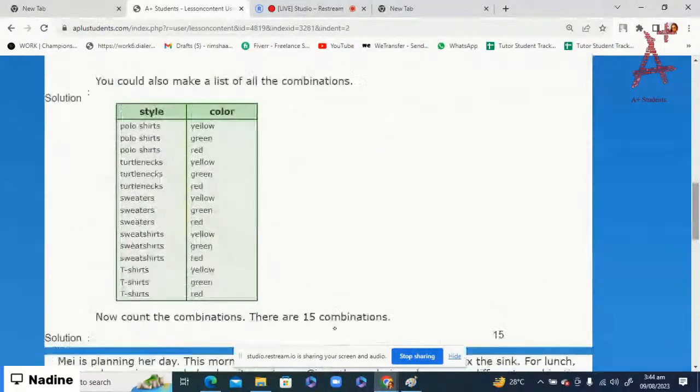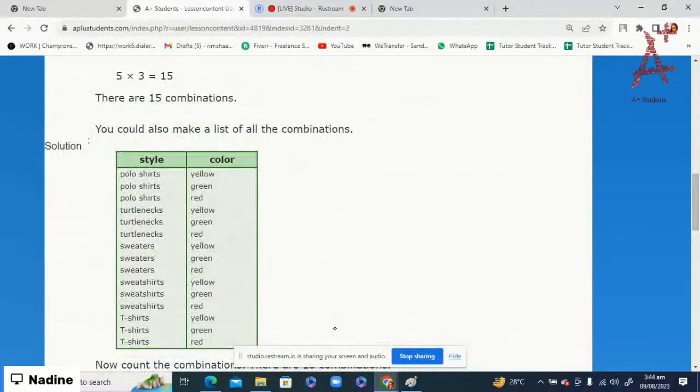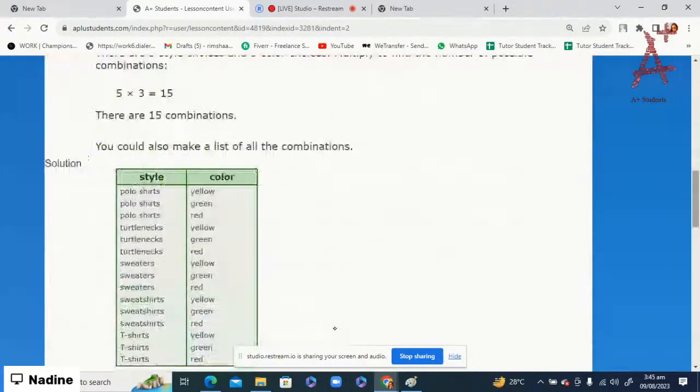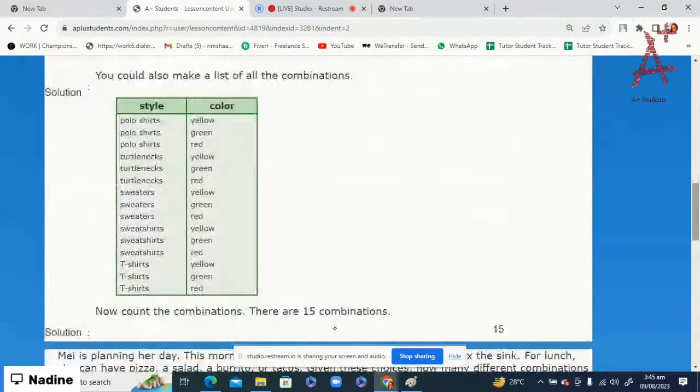Then you check it here in the table. For polo shirt, that is yellow, green, sorry, it's also red. That's why it's multiplied with 3. Yellow, green, red, then it's yellow, green, red, then it's yellow, green, red for each. And then we're going to multiply 5 with 3. Then it becomes 15 combinations total. Okay, I hope you guys got this.